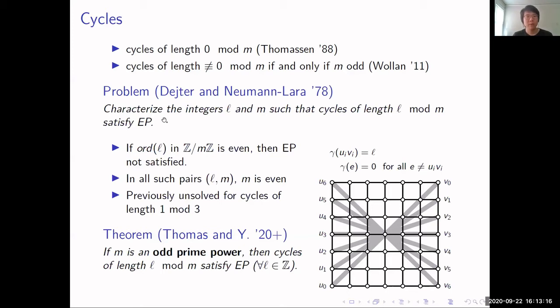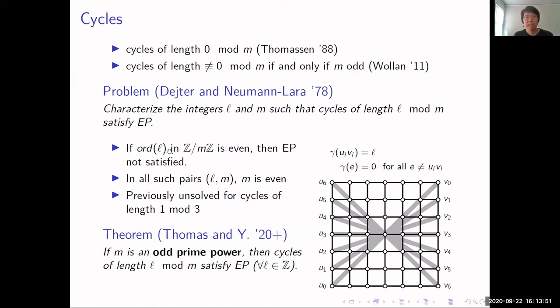And in the same paper, they give an infinite family of counterexamples, but all of those examples can be phrased in this way. Okay, so if you give me two integers L and M, and if the order of L is even in this group, then the Erdős-Pósa property is not satisfied. Because again, we take the odd cycle counterexample. Everything in the grid is 0, but all the gray lines have weight L.